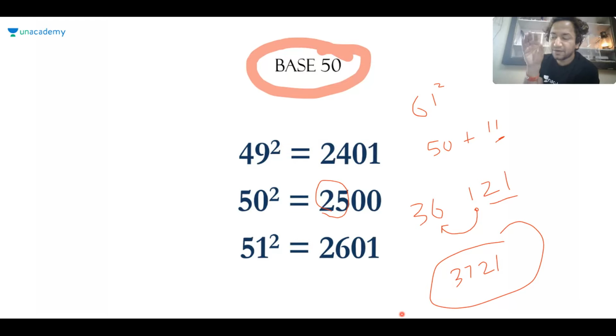There are some people who try to remember squares till 50, till 30, I don't know why. That is not required at all. Once you understand this technique, till 25 would be more than sufficient. It would be all. Nothing less, nothing more. Through base 50, I am shifting 25 to 25.